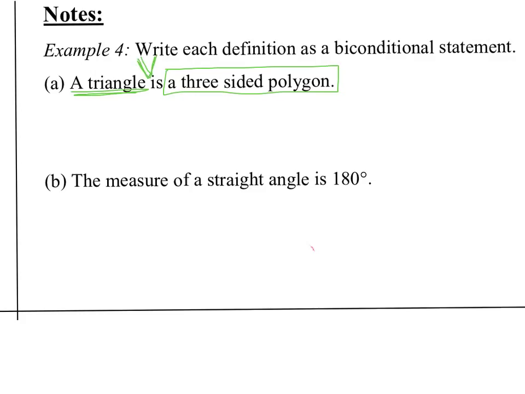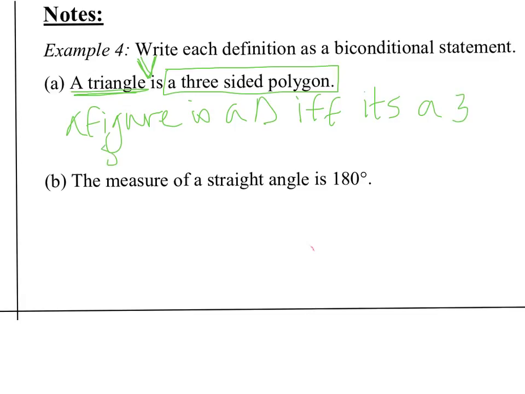Now you may have to add some words, some qualifiers, some pronouns, something in the front to make this make sense. So I'm going to say, if a figure, you could say a shape, you could say a diagram. Not if, I'm silly, I'm writing, how about that? A figure is a triangle if and only if it's a three-sided polygon.